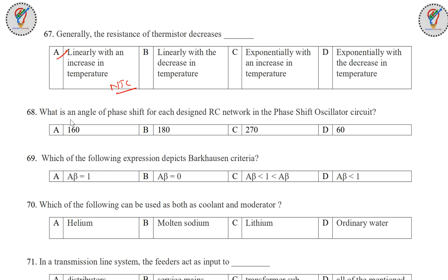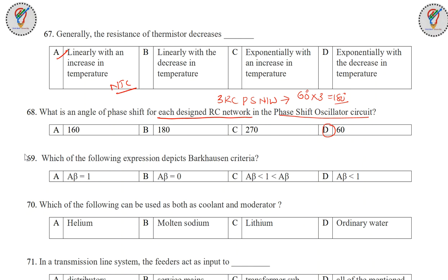Next question. What is the angle of phase shift for each designed RC network in the phase shift oscillator circuit? It is 60 degrees. Generally it will have three RC phase shift networks, which will provide a phase displacement of 60 into 3, equal to 180 degrees. This is to satisfy the Barkhausen criteria. The feedback loop should have a phase shift of 180 degrees.